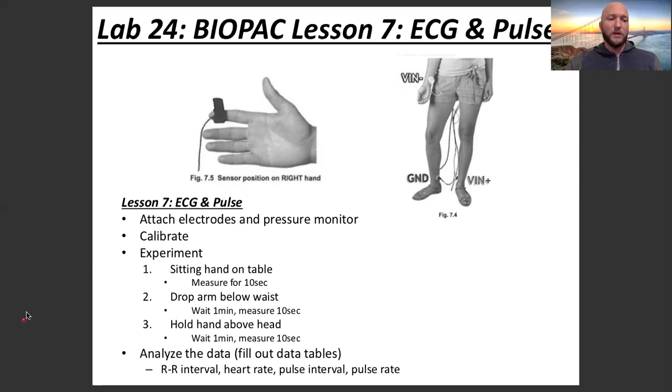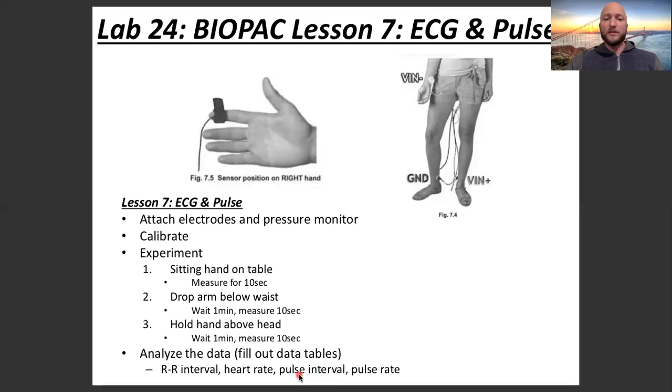So after we do that, we're going to analyze the data. We're going to measure the data for R to R interval. So interval is how long it takes. How long does it take to do one full cycle, to go from R to R on the ECG, one full cycle? How long is each cycle? And then we're going to extrapolate that out to beats per minute, so heart rate, contractions per minute of the heart.